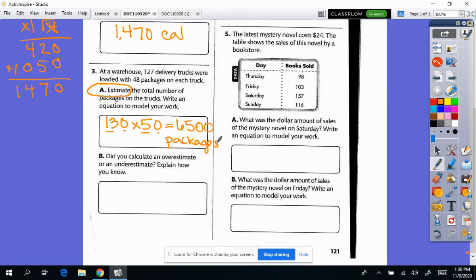And so whenever I ask myself, did I calculate an overestimate or an underestimate, and be able to explain? Well, the numbers that I picked are greater than the actual numbers. And so when we pick numbers that are greater than the actual numbers, we get an overestimate. So I got an overestimate.